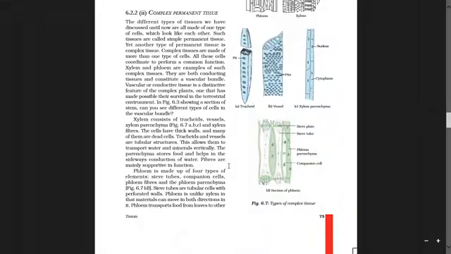Xylem consists of tracheids, vessels, xylem parenchyma and xylem fibers. So what does xylem consist of? Four main types or four main categories you can say. What are they? Tracheids, vessels, parenchyma and xylem fiber.